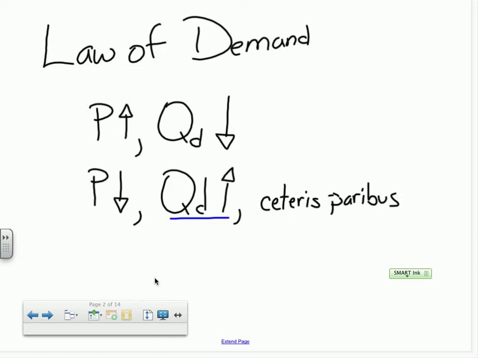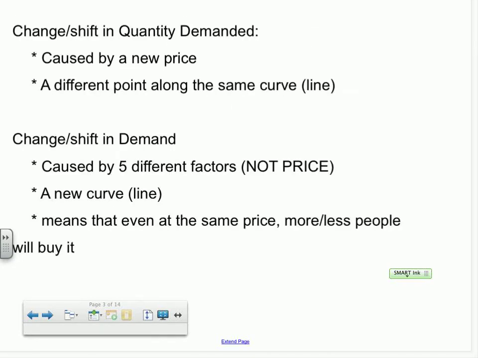Just as a reminder, the law of demand states that as price goes up, quantity demanded goes down, and as price goes down, quantity demanded goes up. And that is usually true because it is the law of demand. So the next thing that we need to know is the difference between a shift in quantity demanded and a shift or change in demand. Now notice here, a shift or a change in quantity demanded is caused by a new price, and it is a different point along the same curve or the same line.